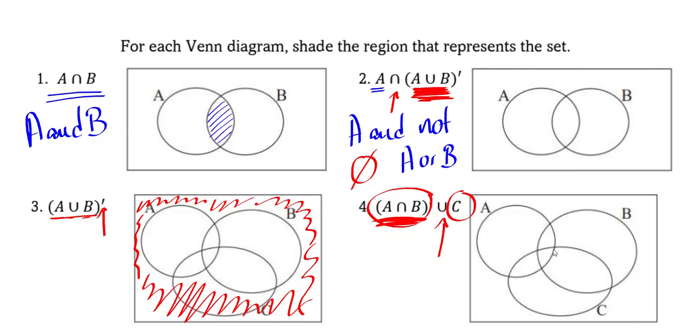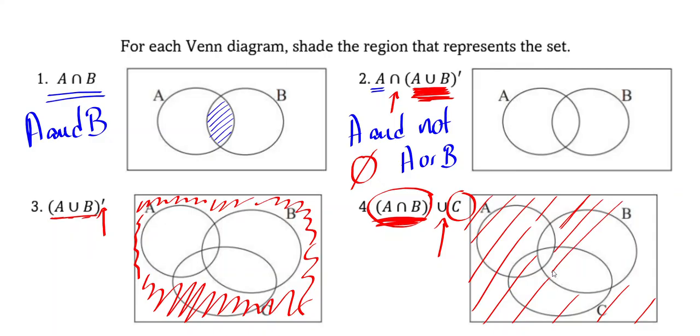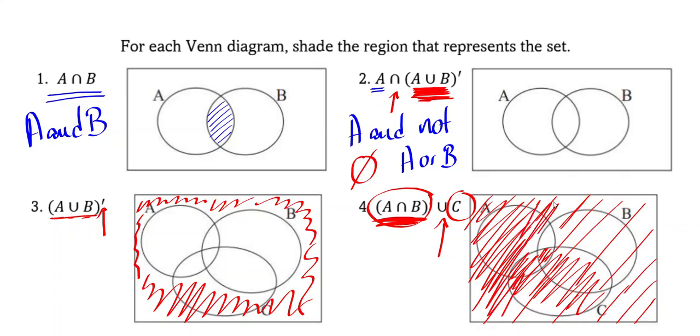So I'm going to do this part first, A and B, outside of there. Oops, that's a little too much. Outside of the intersection. So we're not shading in this section so far. Or it could be in C. So we're going to end up shading anything that's also in C. That's including that little section there. The only part that's not shaded is this little section here.